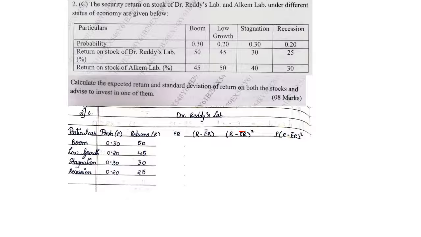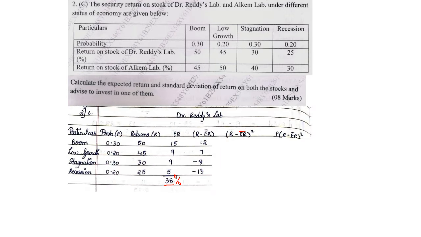Next column, we multiply them. We multiply 0.3 into 50, 0.2 into 45, 0.3 into 30, 0.2 into 25 and we'll get our expected return as 15, 9, 9 and 5. This total 38 is nothing but our expected return, which we'll note down later just to show you that it is the expected return. Next, R minus ER bar. R is all your return minus your expected return. So 50 minus 38, 45 minus 38, 30 minus 38 and 25 minus 38. We will get 12, 7, negative 8 and negative 13.